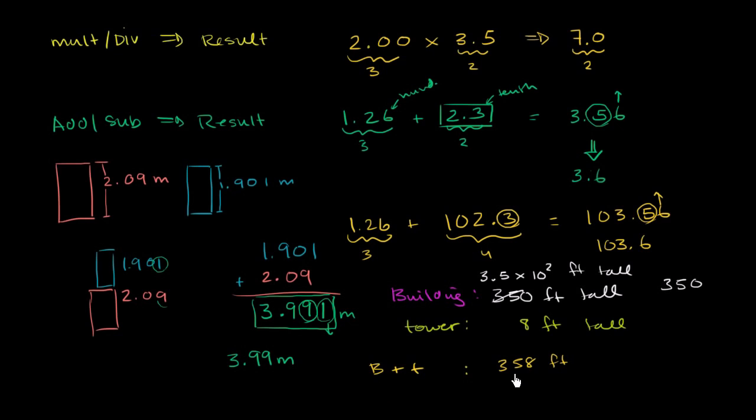But once again, we're misrepresenting it. We're making it look like we were able to measure the combination to the nearest foot. Well, we were only able to measure the tower to the nearest foot. So in order to represent our measurement at the level of precision that we really did, we really have to round this to the nearest 10 feet, because that was our least precise measurement. So we would really have to round this up. 8 is greater than or equal to 5, so we'll round this up to 360 feet.